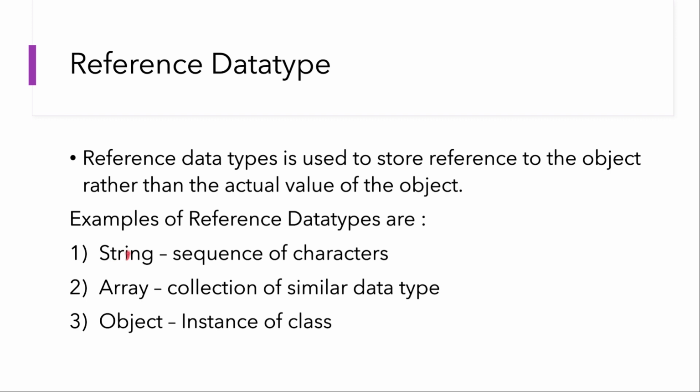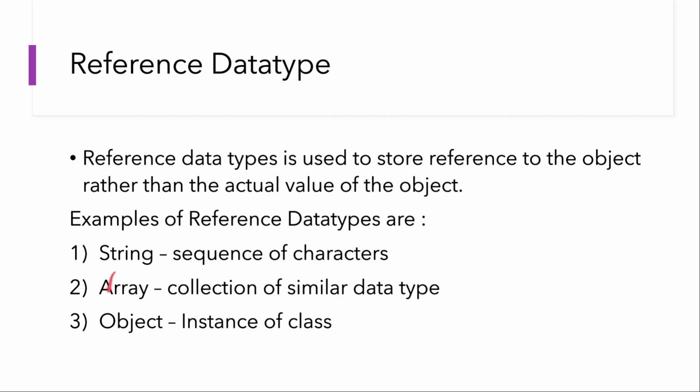The first one is string. String is a sequence of characters. In primitive data type, we have seen the characters. Characters are represented by single quotes, whereas string is represented by double quotes, so that you can differentiate between them. And in the character data type you can only store single values, whereas in string you can store a sequence of values, like you can store a full name or whatever you want. You can even store paragraphs, sentences, whatever you want.